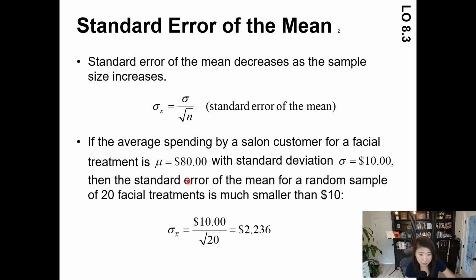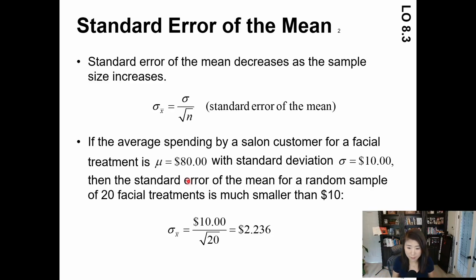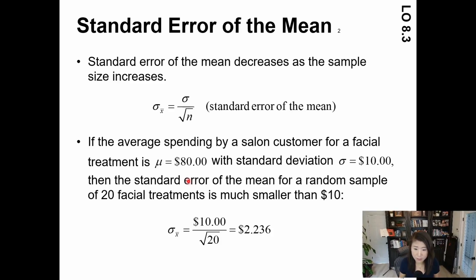To calculate this, since we're not focusing on the population, we look at these 20 people. We try to understand, for this sample with 20 facial treatments, what its standard deviation should look like. So to answer that question, we're looking for sigma x bar, and it is equal to, following the formula, the population standard deviation, which is 10, divided by the square root of n. n is 20, so that gives us 2.236.